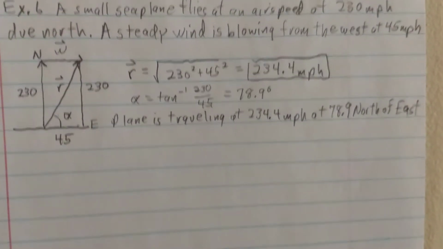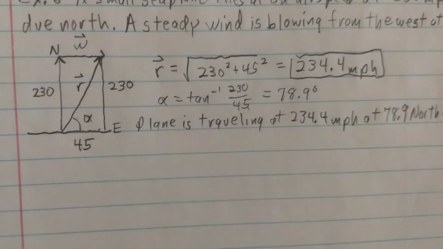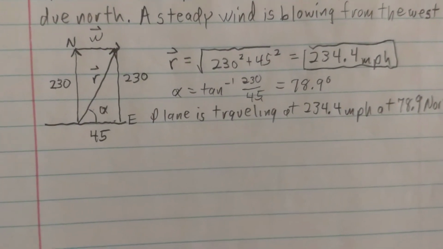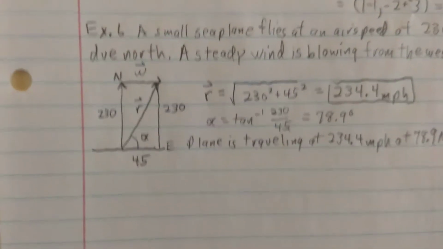So what we're doing is just showing you that there's several different ways of describing vectors. We've done about 3 different ways, and they all mean the same thing.